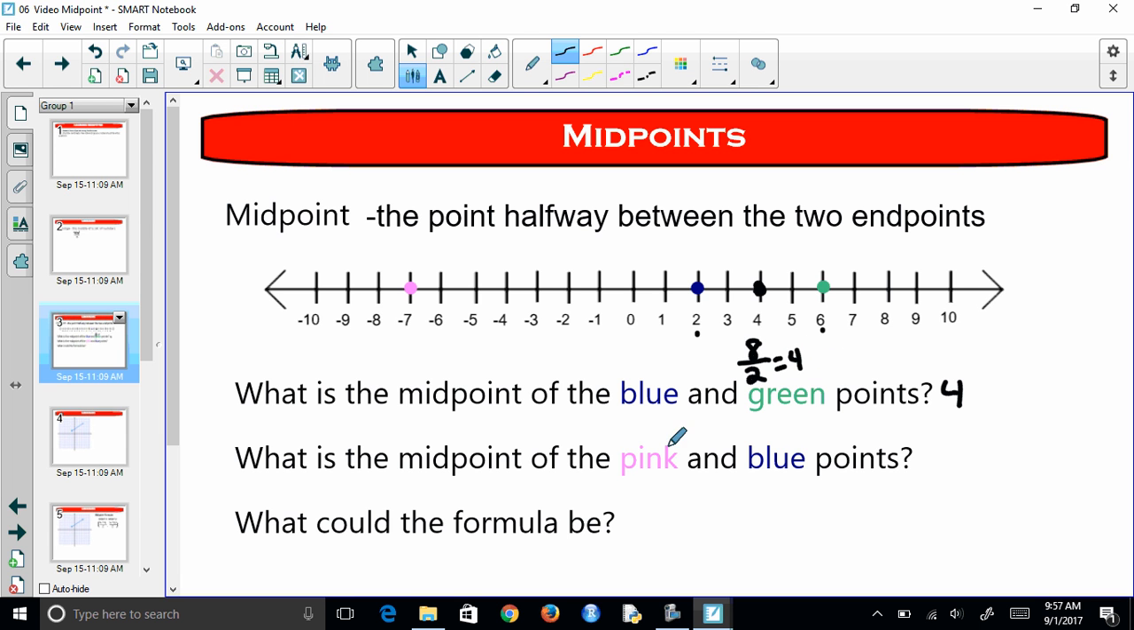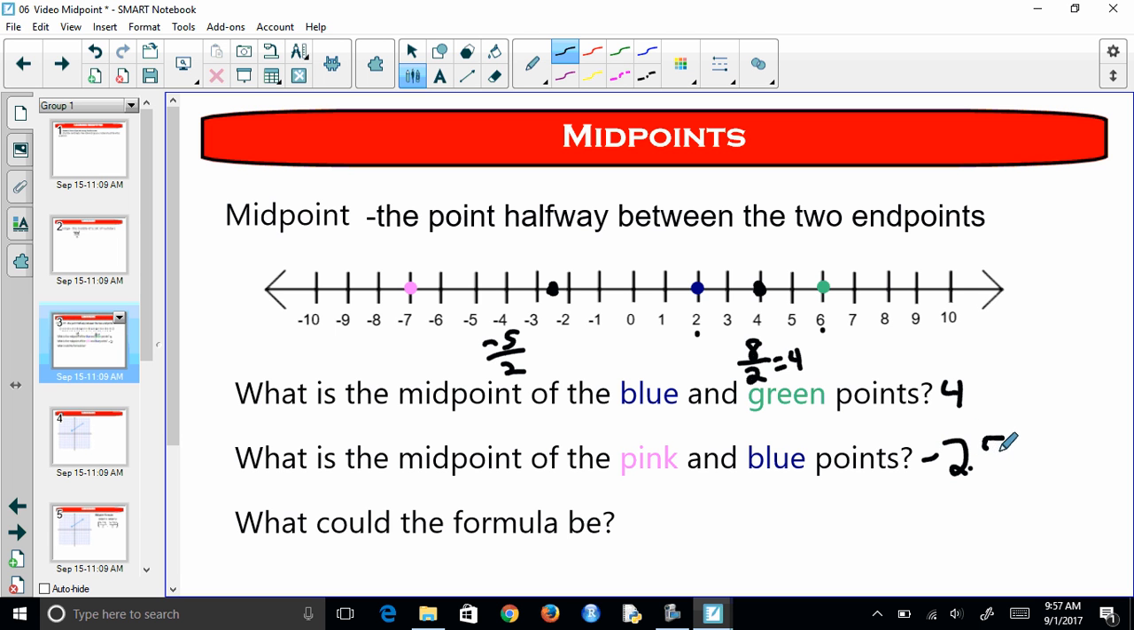So if I want to find the average of the pink and the blue, that's negative 7 and 2. That's a little bit harder. I bet it's somewhere in here. But if I add those, I get negative 5. Negative 5 divided by 2 is negative 2.5, which is right there.